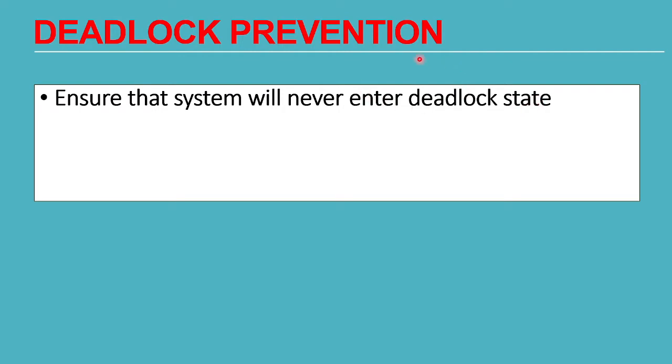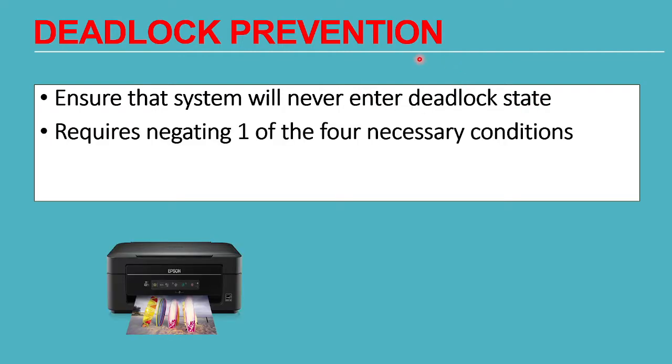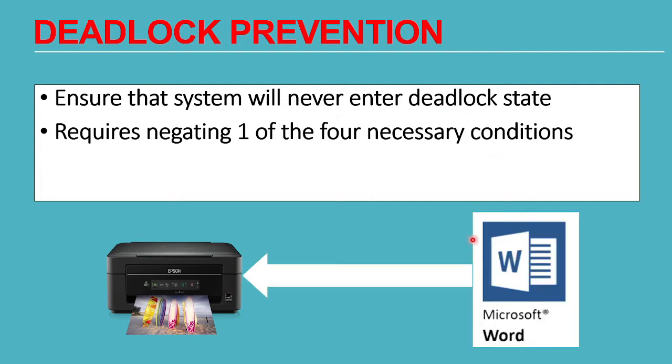Now what do you mean by deadlock state? This is a printer, consider it as a resource, and this is a process which is running on your computer, that is a Word document, and you want to print this Word document, but the Word document is infinitely waiting for this printer to get it printed. I have given the print command, but the printer is already printing many other things and is not able to print, and it is waiting, suppose, infinitely.